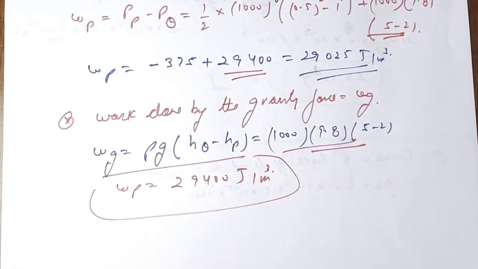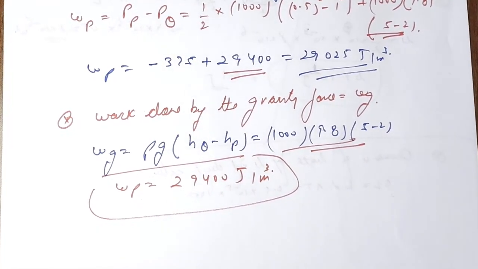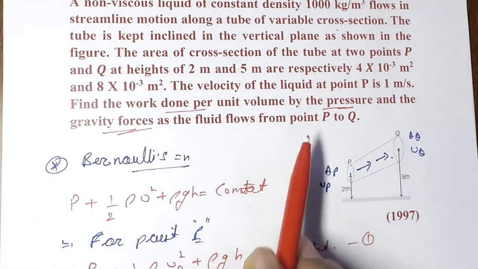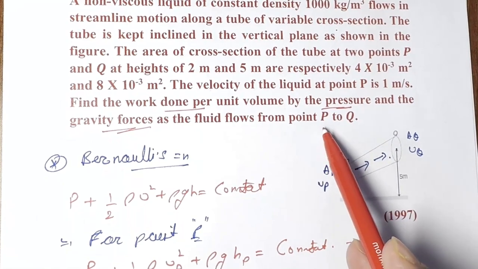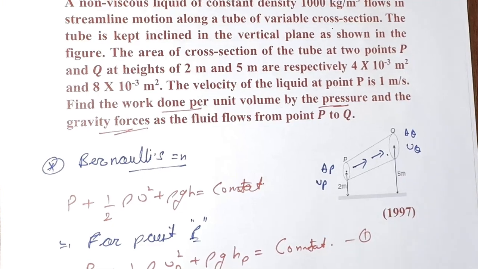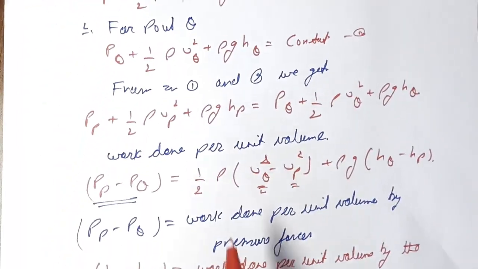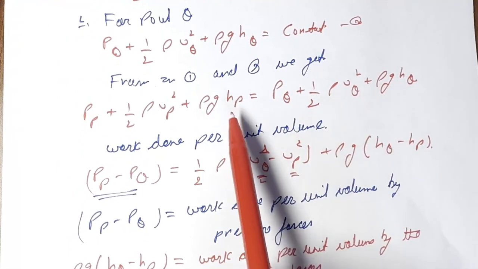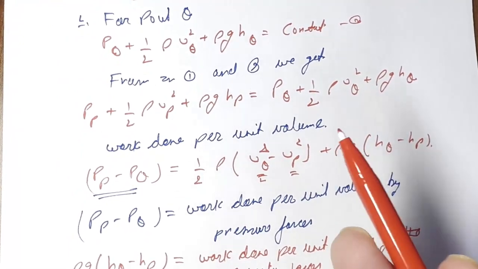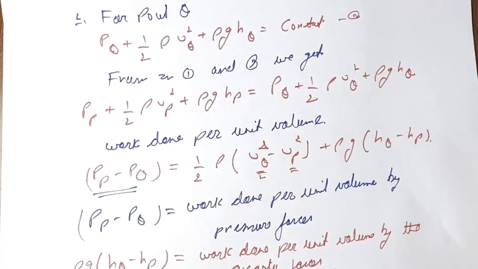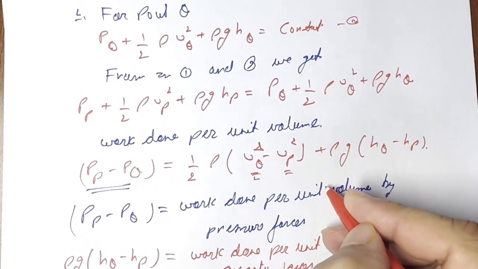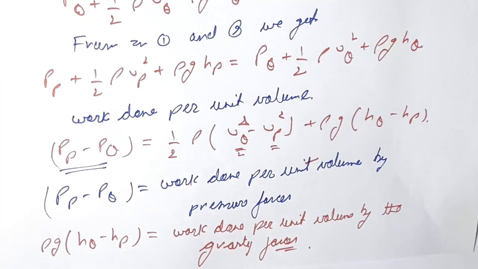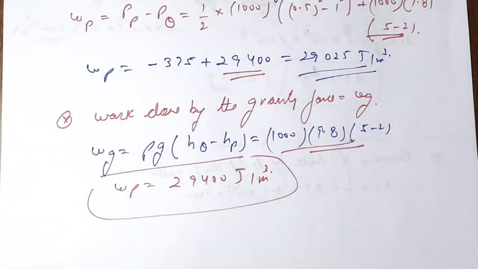So this was our work done per unit volume by the pressure and the gravity forces as the liquid flows from P to Q. So this question was a little bit tricky in the sense we have to use Bernoulli's equation, and from Bernoulli's equation the information is given in the equation itself, okay, which we used to find out the work done by the pressure as well as by the gravity forces. Okay. So this completes the question. Thank you.